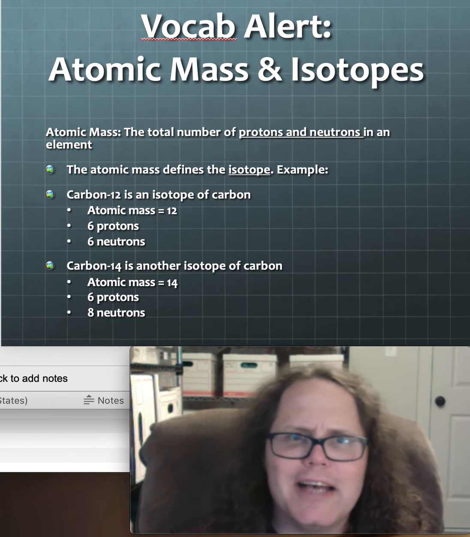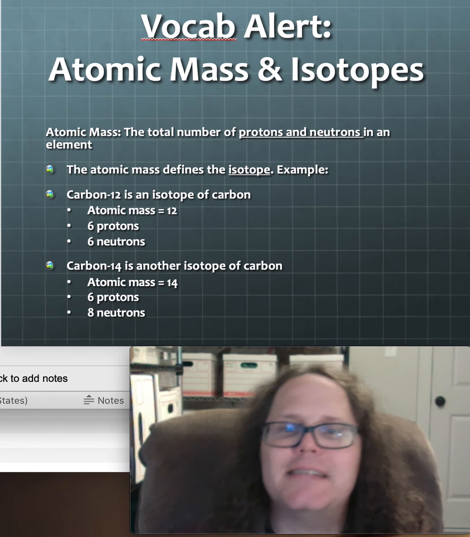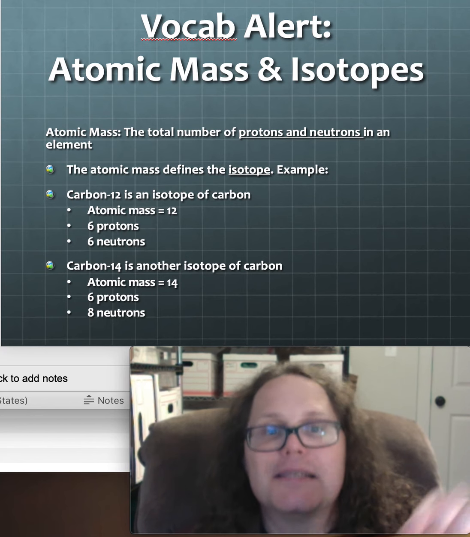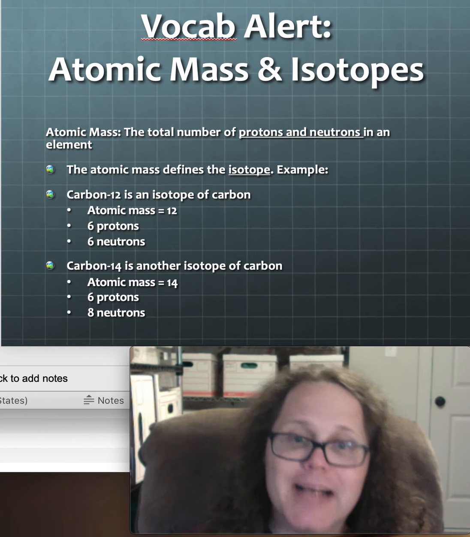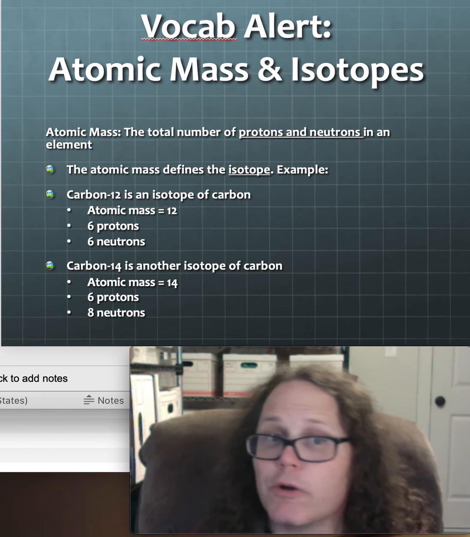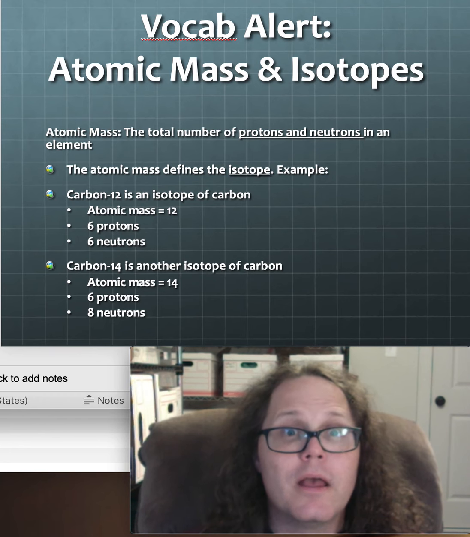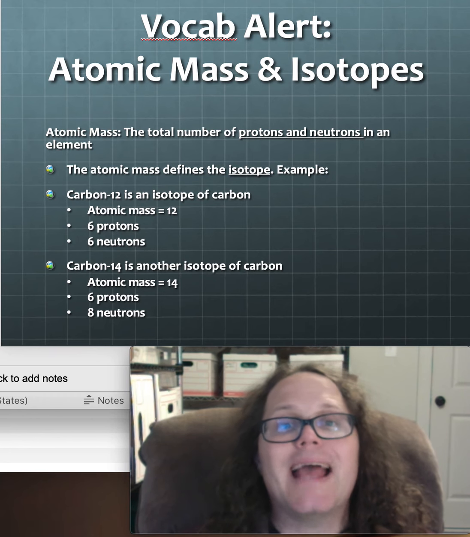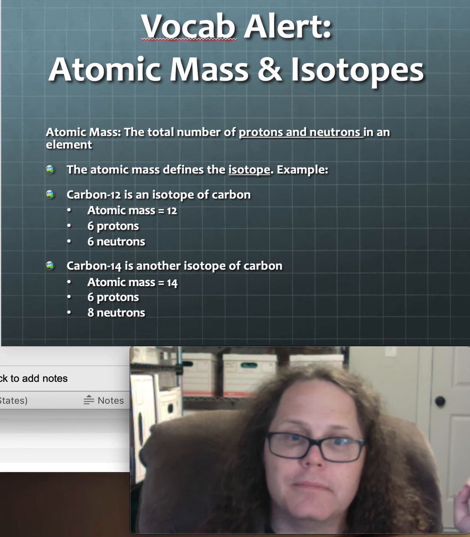All carbon has 6 protons, so the isotope carbon-12 has 6 protons plus 6 neutrons. 6 plus 6 is 12, for an atomic mass of about 12. The isotope carbon-14, on the other hand, still has 6 protons, otherwise it wouldn't be carbon. 6 protons plus 8 neutrons, for an atomic mass of 14.